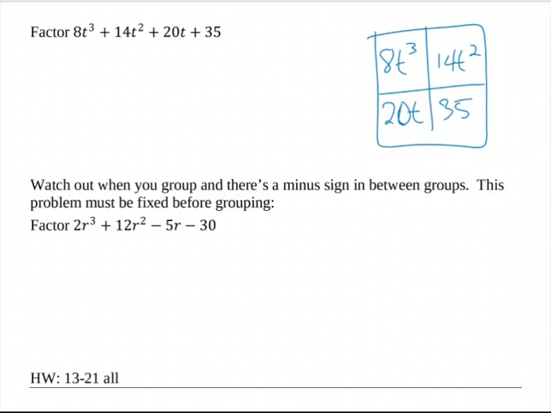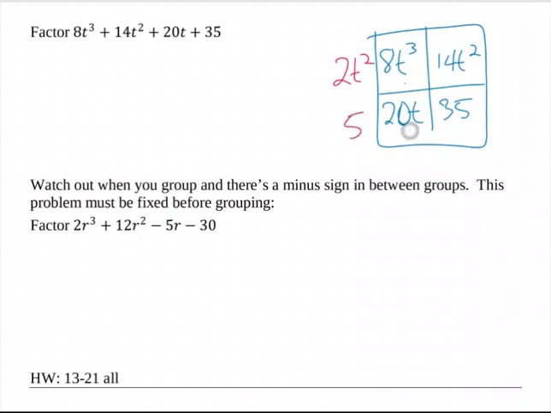So now we're going to pull out our GCFs. For the top row, I'm not going to miss my squared this time. Between the 8 and the 14, that would be a 2, and then t to the third and t squared. The lowest exponent on those is 2, so it's going to be t squared that I pulled out. And then on the bottom row, we have 20 and 35. The biggest number that goes into both of those is 5. So that one's good.